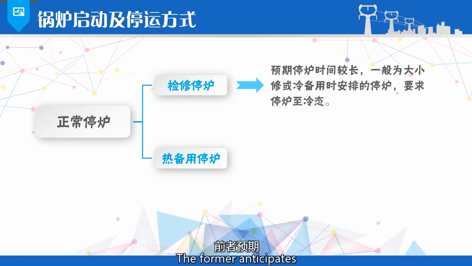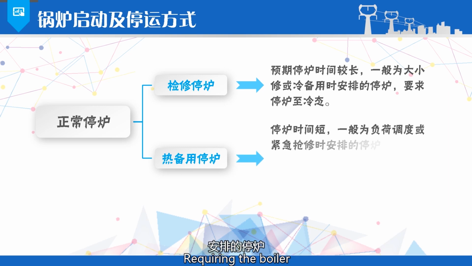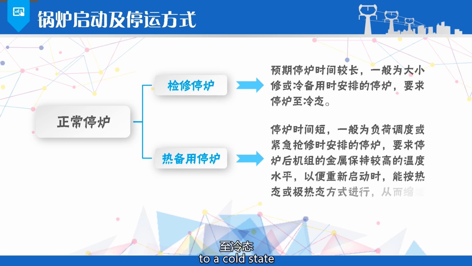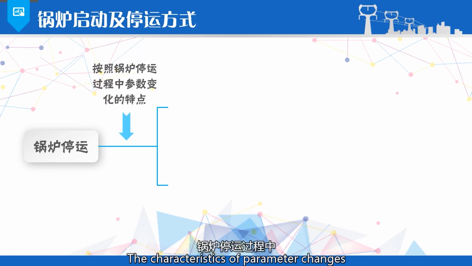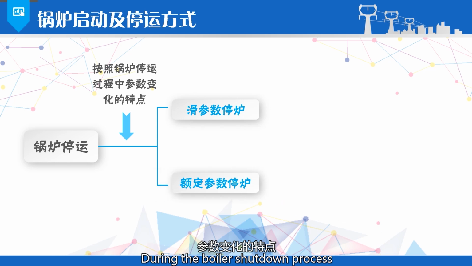The former anticipates a longer shutdown period, usually for major or minor repairs, or when scheduled for cold standby, requiring the boiler to cool down to a cold state. The latter has a shorter shutdown period, usually scheduled for load dispatch or urgent repairs, requiring the boiler shutdown to maintain a high temperature level in the unit's metal, so that it can be restarted in a hot or extremely hot state, thereby shortening the startup time, according to the characteristic of parameter changes during the boiler shutdown process.